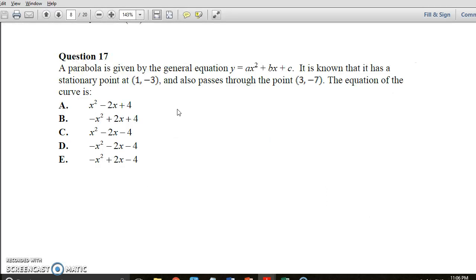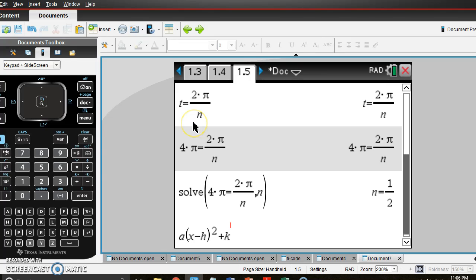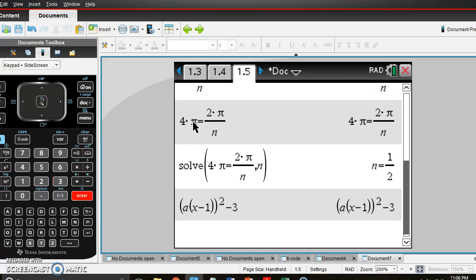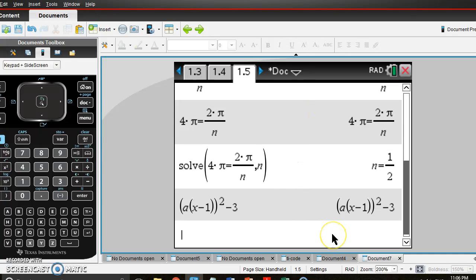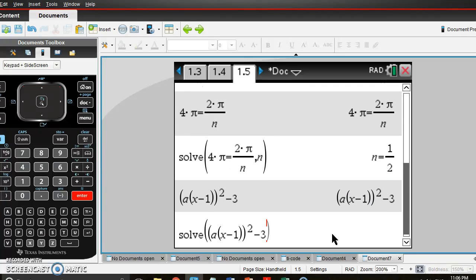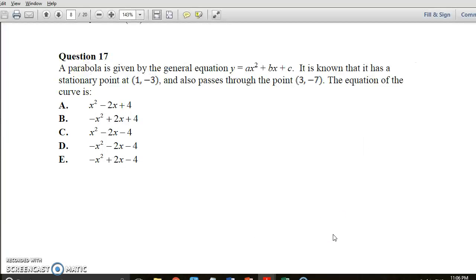Now I am told that it's going through 1 and negative 3. So I'm going to set this to 1, and I'm going to change this to negative 3. So that's what we've ended up with there. Now I am also told that it passes through the point 3 and negative 7. So if that's the information I've got, then I'm going to say solve. I'm going to let that equal negative 7, and instead of x, I'm going to put this in.